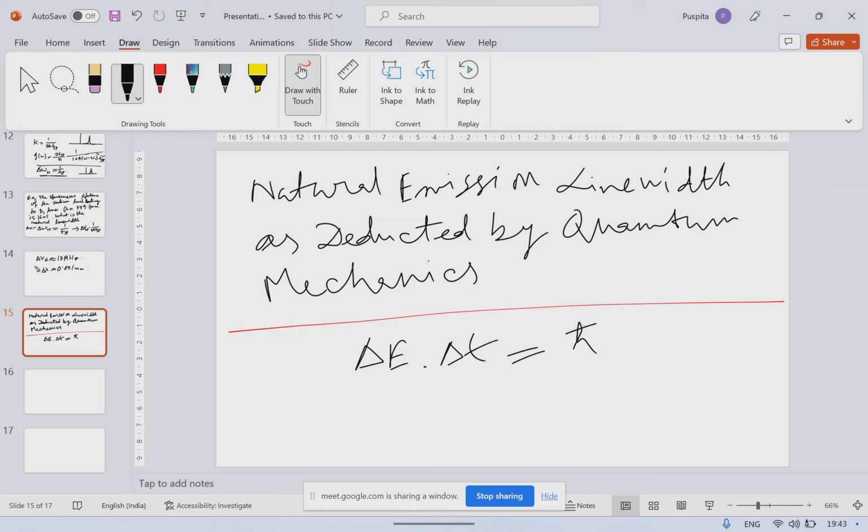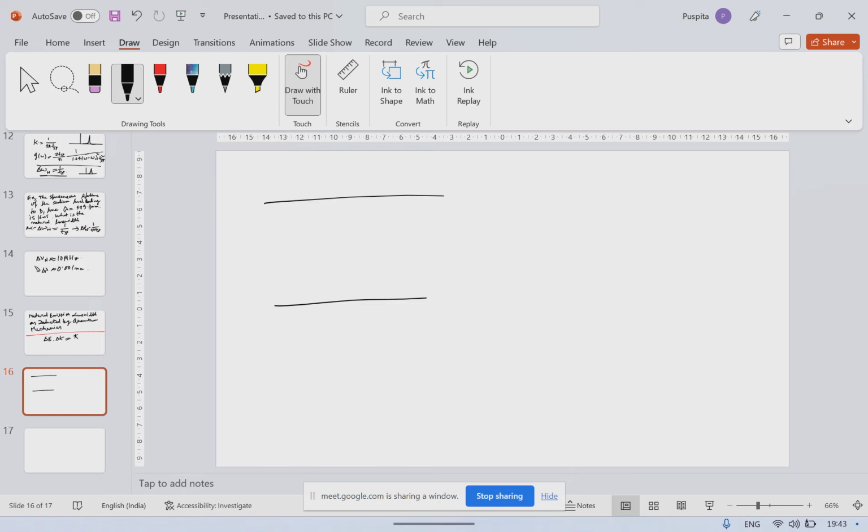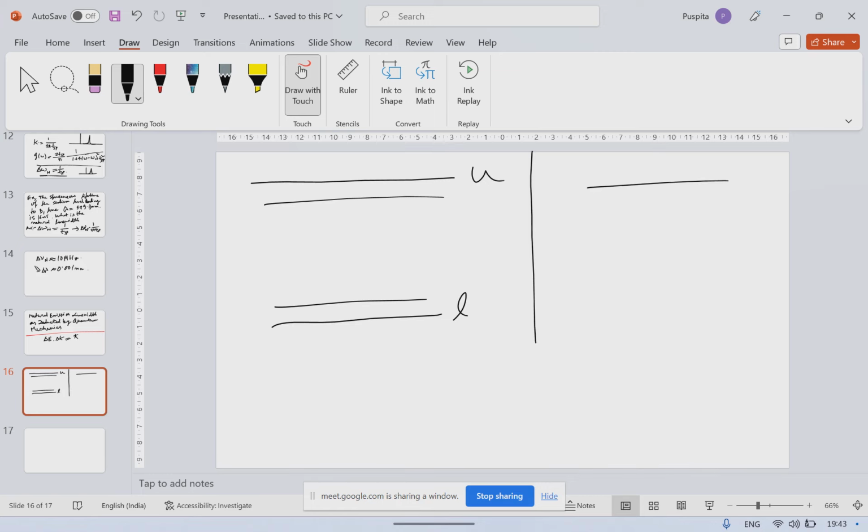Assume there are two energy levels. This is U and this is L. The energy level is not like a single line. The energy varies, that's why I have drawn a breadth. So this variance is like this, and here the variance is like this. We can say it is delta EU and delta EL. This is the quantum mechanical description.